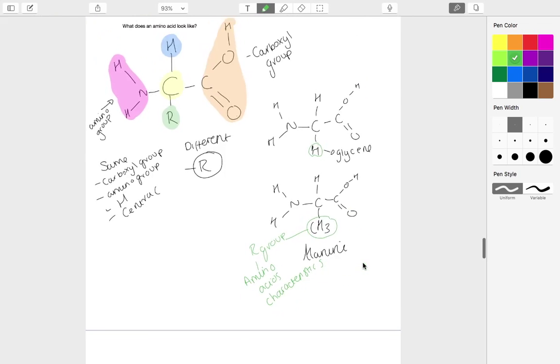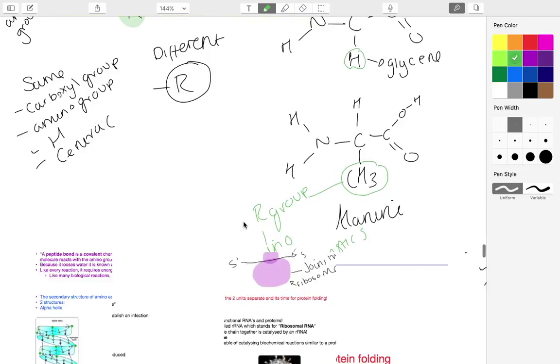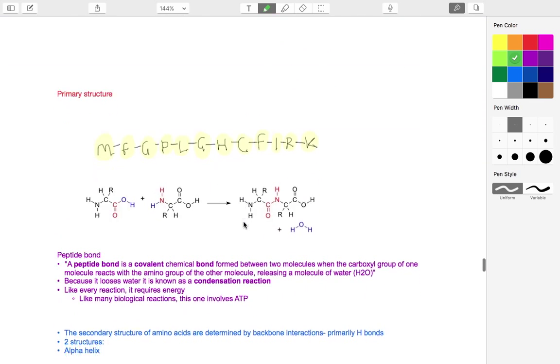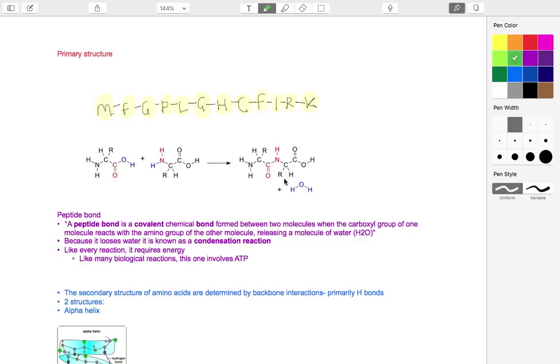So now we know what an amino acid actually looks like chemically. We're going to move on to the primary structure of the protein. So we've kind of got the important bits. We've got our amino acids together, and now it's time to fold up the protein. Okay. So here, this is actually our primary structure.